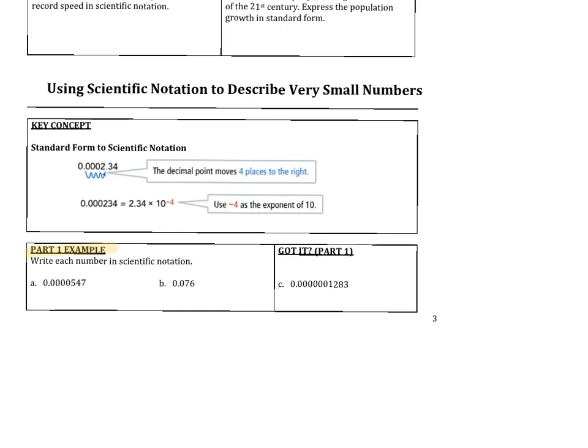How can you always tell if it's going to be positive or negative? If your number is a really small number like this, the power is always going to be negative. It's really as simple as that. If this number is really big, then the power will be positive.